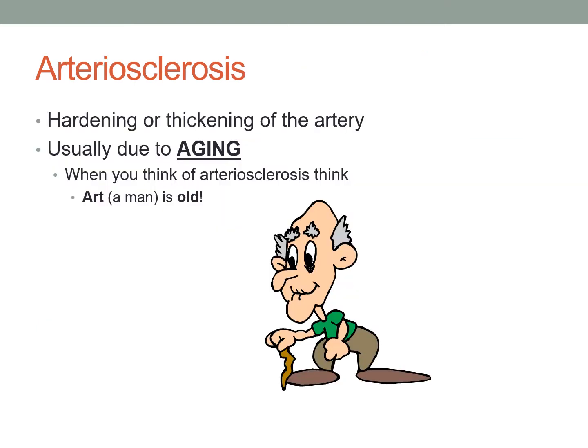This is just a good way to remember what arteriosclerosis is. That's the hardening or the thickening of the arteries due to aging. When you think of arteriosclerosis, think of Art. Art is an old man. Art, arteriosclerosis. Hardening, thickening of the artery due to aging. Atherosclerosis is when you have plaque that builds up, and know the risk factors that can cause that plaque to build up.